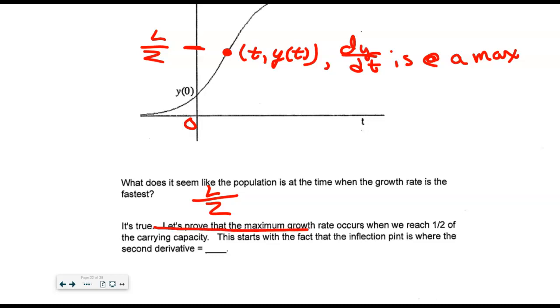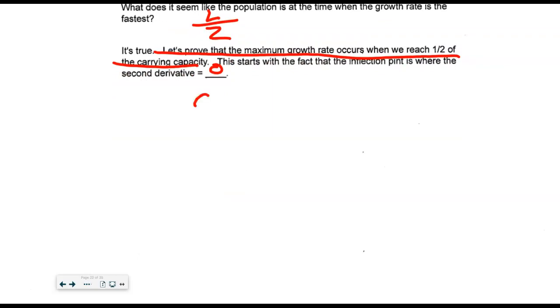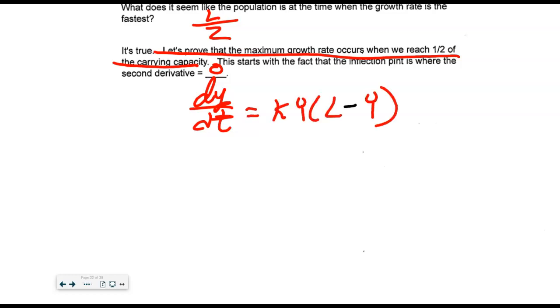It says the maximum growth rate occurs when we reach half the carrying capacity. This starts with the fact that the inflection point is where our second derivative equals 0. So let's go see what makes our second derivative equal to 0. So let's write down our first one. You should now know the model for the rate of change. That's the logistic model. When we solve for y, we get L over 1 plus C e to the negative kLt. So it's kind of like our exponential growth. So you should write dy/dt equals ky times (L minus y).